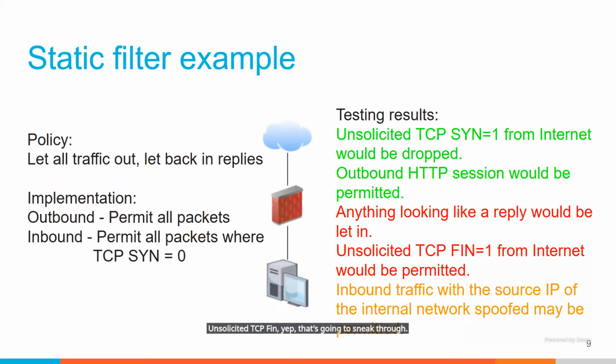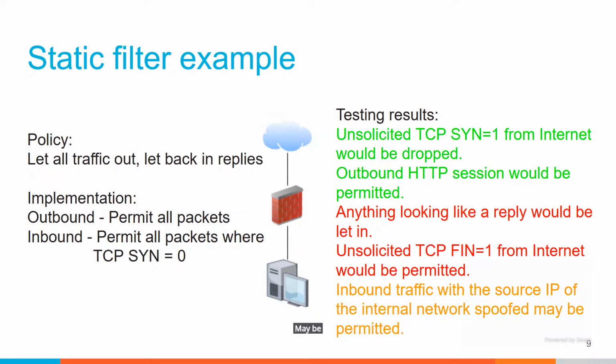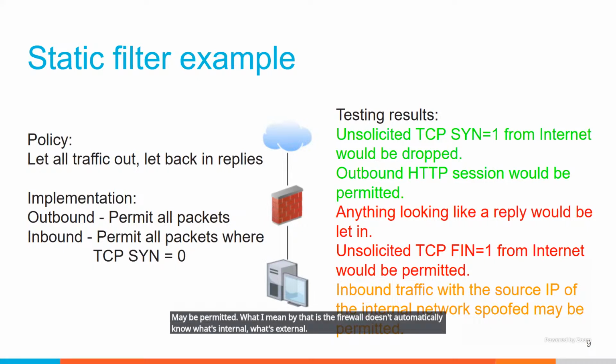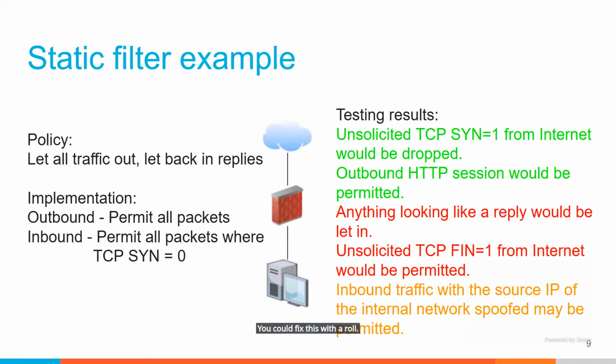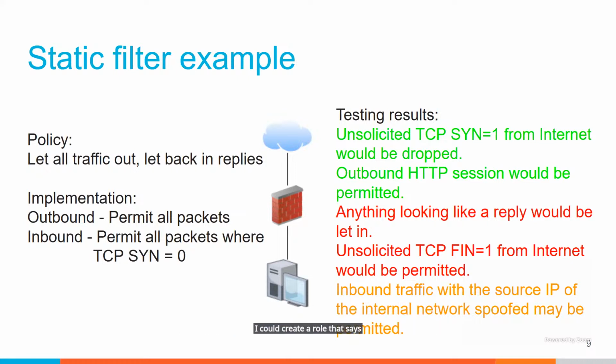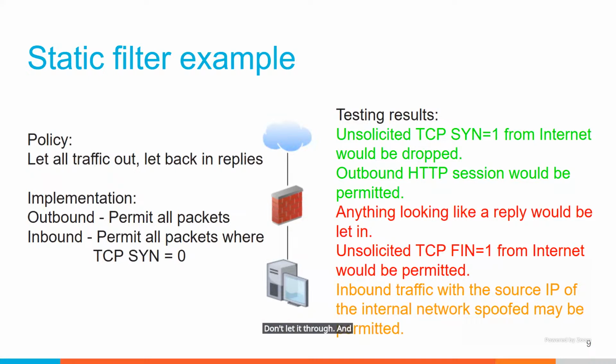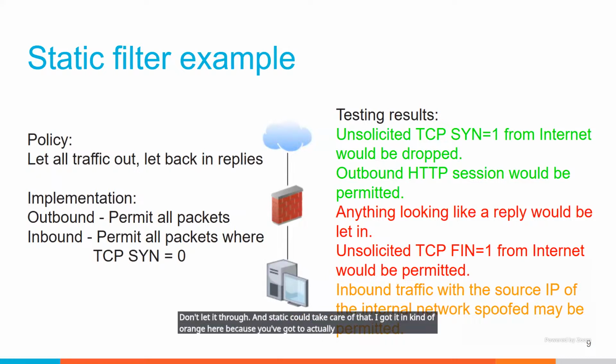Inbound traffic with the source IP address of the internal network, spoofed, may be permitted. What I mean by that is the firewall doesn't automatically know what's internal and what's external. You could fix this with a rule. Depending upon the firewall, I could create a rule that says, hey, if I see my internal network address space trying to come in from the internet as the source address, don't let it through. And static could take care of that. I have it in orange here because you could know to worry about that and write your own rule to deal with it accordingly.